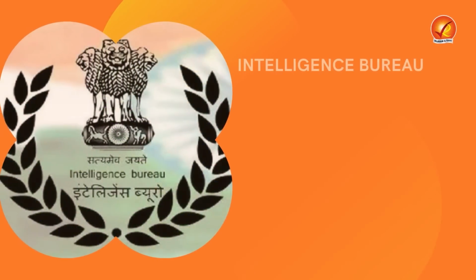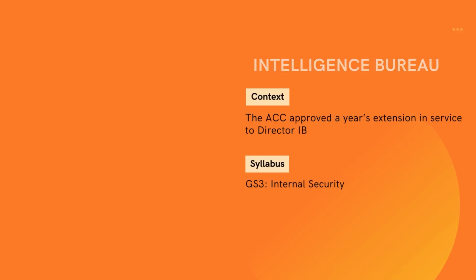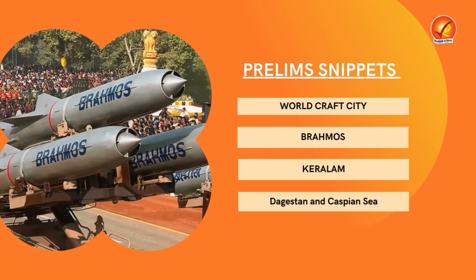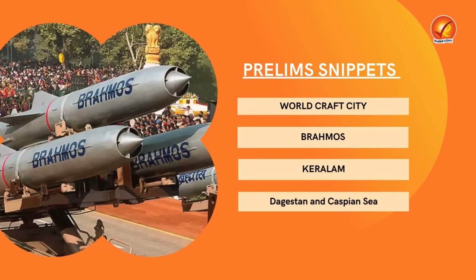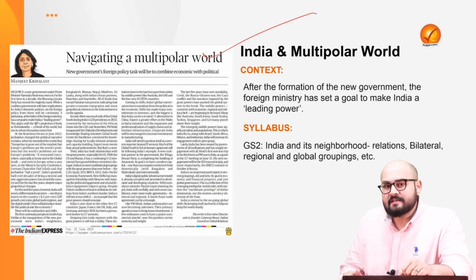In the fifth article, we'll talk about one of the very important security agencies, that is the Intelligence Bureau. Finally, in the prelims snippet section, we'll have a look at some of the very important articles for the prelims examination. Now, the very first article deals with India and the multipolar world.